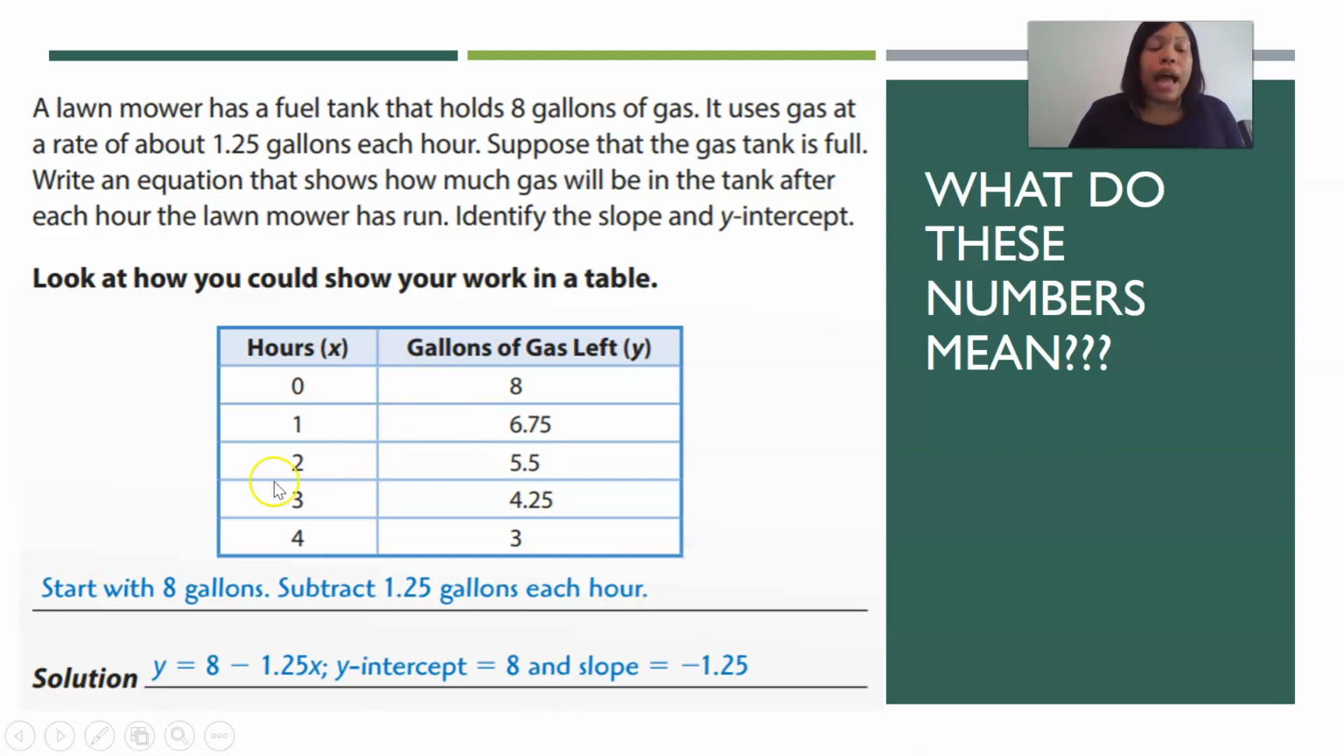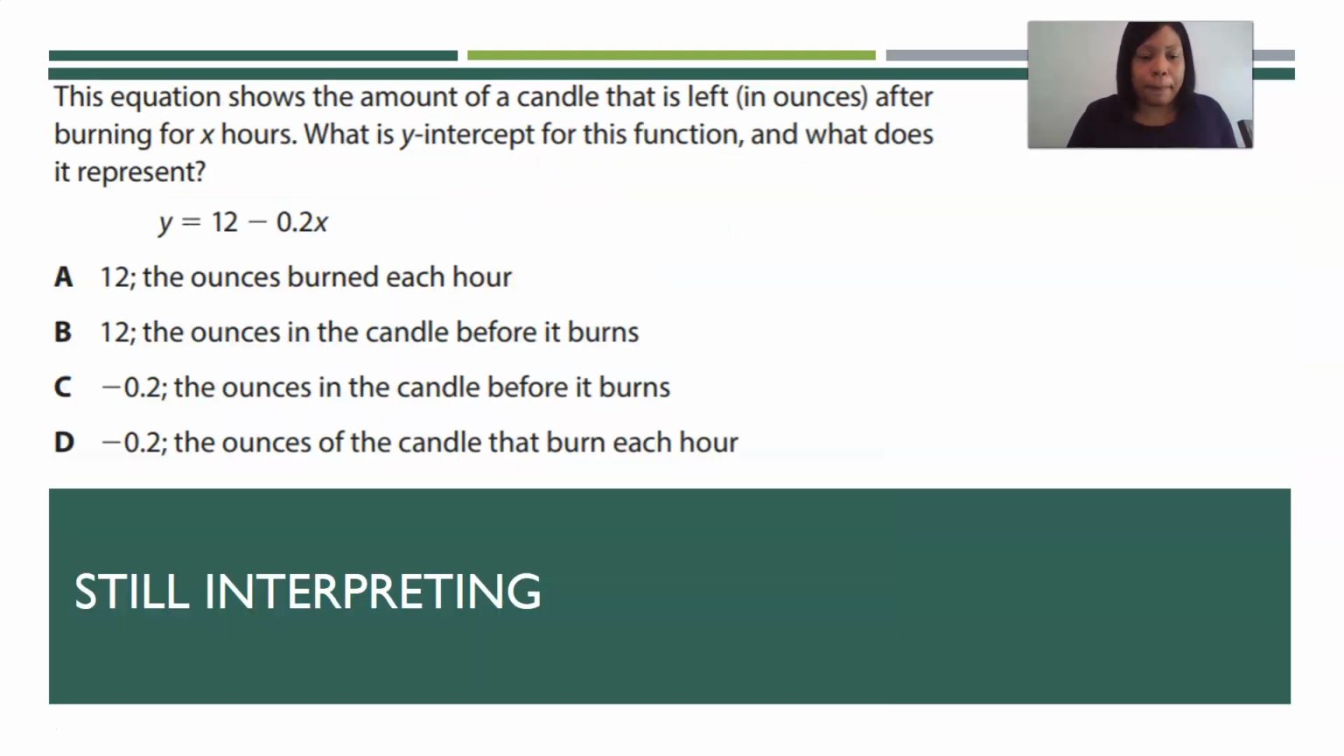So basically, if I needed to interpret this graph and I found out that the intercept was 8 and the slope was negative 1.25, I can say, well, the lawnmower started at 8 gallons and then I subtract, or I lose, 1.25 gallons each hour. That is what I mean with interpreting. Literally using the words that you already use every day to tell me what this equation means.